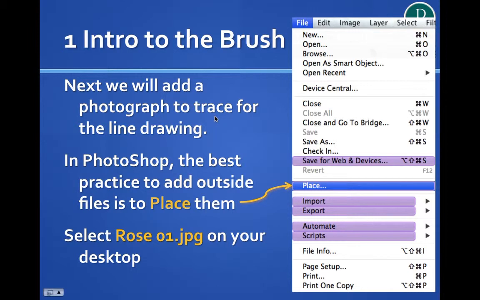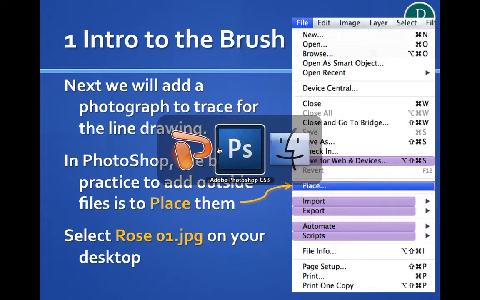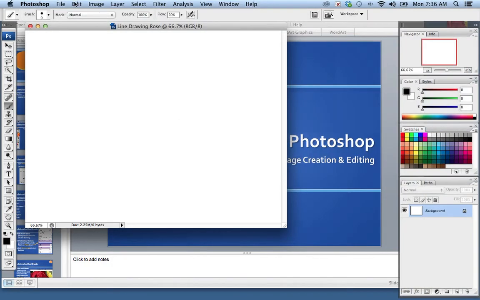Now we're going to add a photograph layer that you can use for tracing. In Photoshop, you don't import, you place. This is much better than copying and pasting too. There's reasons for this I'll get into later. So on your desktop, you will find a file named Rows1 JPEG. Going to go back to Photoshop.